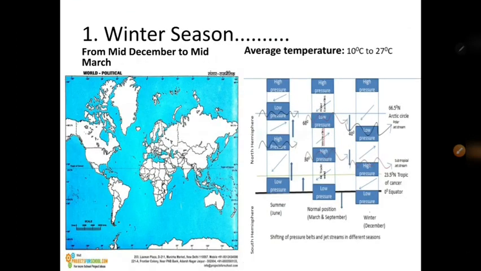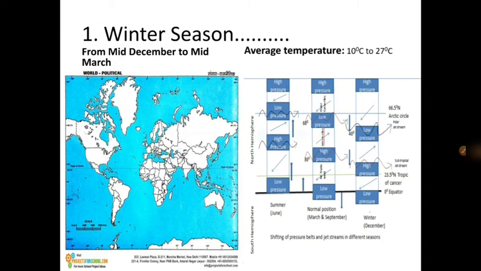Let's see different seasons of the Indian subcontinent. The first season is the winter season, which extends from mid-December to mid-March with the average temperature between 10 to 27 degrees centigrade.